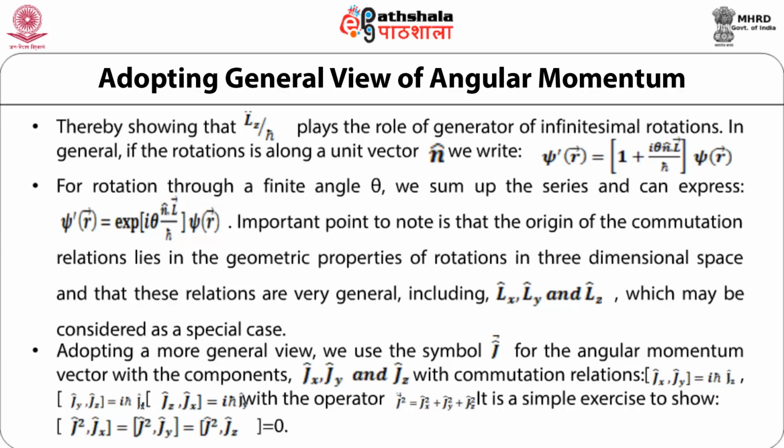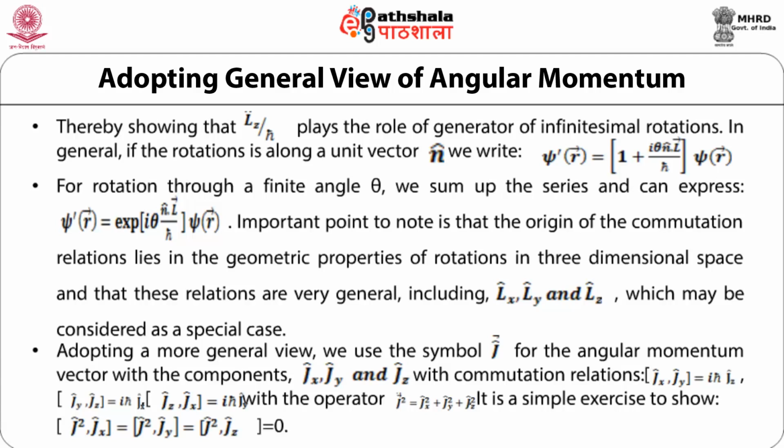Adopting a more general view, we can use the symbol operator J to denote the total angular momentum operator having the components J_x, J_y, and J_z, where J_x is the x component of the total angular momentum vector, J_y is the y component of the total angular momentum operator, and J_z is the z component of the total angular momentum operator.